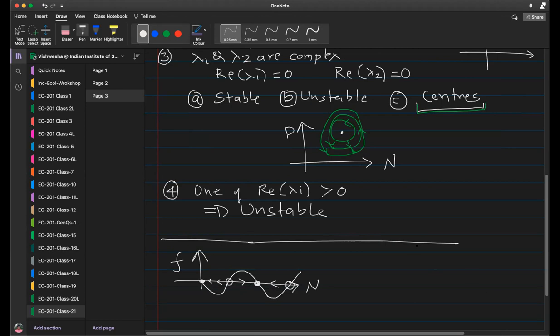But that's not true when you have a two species system. You can have an extinction equilibrium that is unstable. You can have a coexistence equilibrium that's actually unstable. Both of them can be unstable. So what can happen in such a case? Can you imagine?